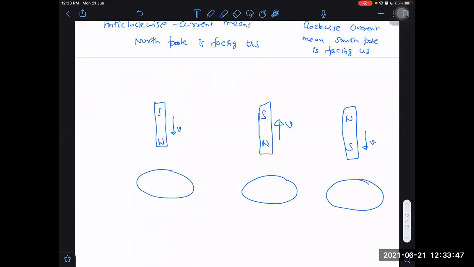So what is the Lenz law statement? Lenz law says that the current in the loop is induced in such a way that it tries to oppose the cause which has produced it. What is the cause? The cause is that some person is pushing this north pole towards the loop. What will it try to do? It will try to oppose it. How will it oppose that? It will create a north pole of its own to repel the north pole.